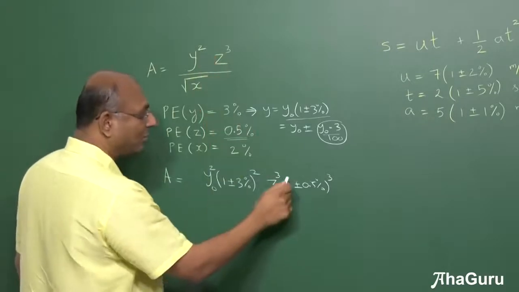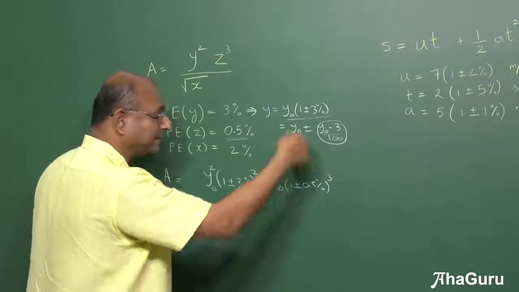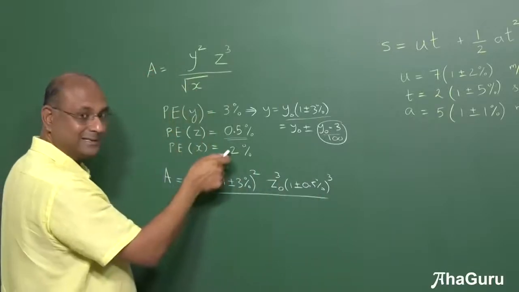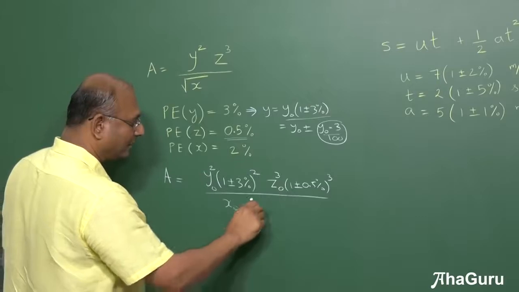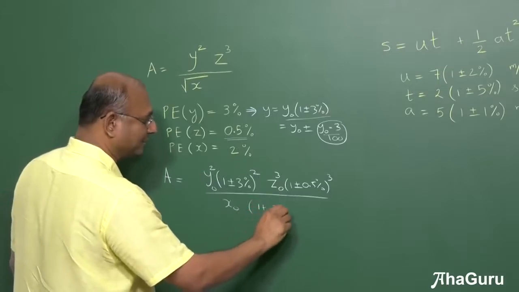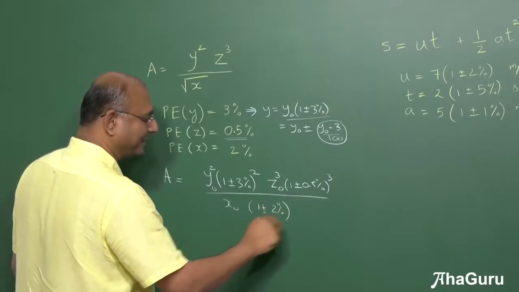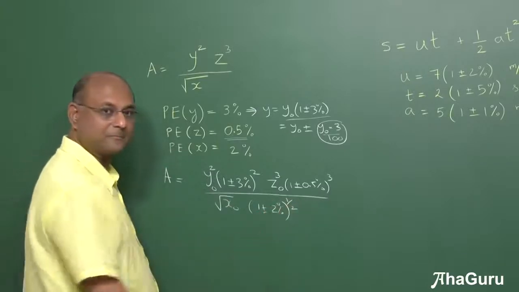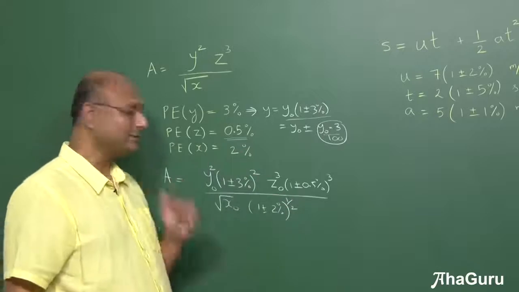z naught cube into 1 plus or minus 0.5% cube, by root of x. Now x was x naught into 1 plus or minus 2%. Root of x naught, this power half. This is also root, I am just writing the root as power half.